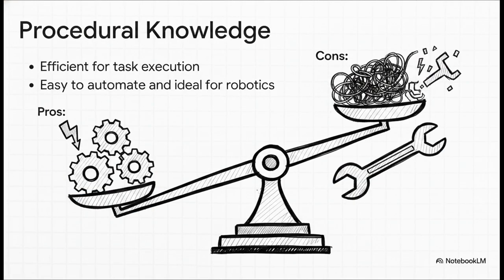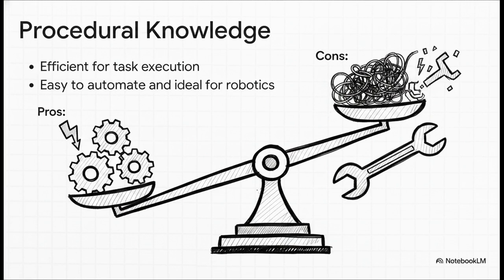As you might guess, there are some pretty distinct pros and cons to this approach. On the plus side, procedural knowledge is incredibly efficient when it comes to task execution. It's super easy to automate, making it absolutely ideal for robotics. But there is a major catch here. It is notoriously hard to modify.